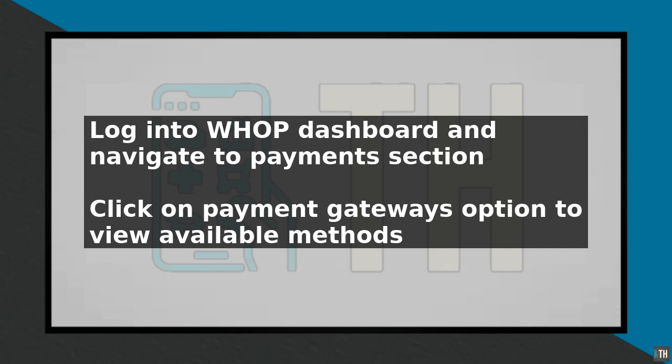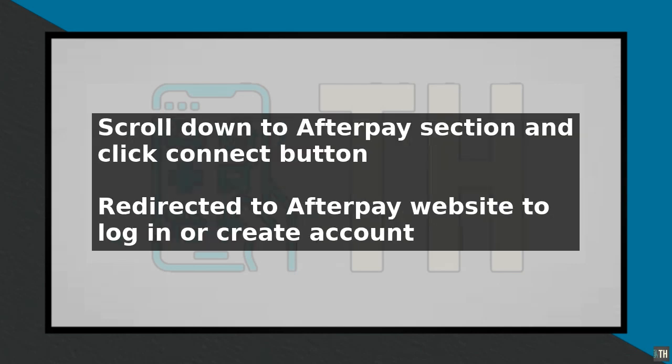You will be redirected to the Afterpay website where you will need to log in to your Afterpay account or create a new one if you do not already have one. Once you are logged in, you will need to authorize Whop to access your Afterpay account. This will allow Whop to process payments through Afterpay on your behalf.